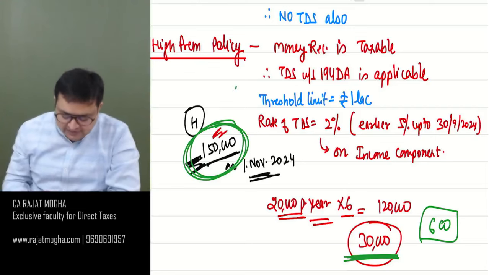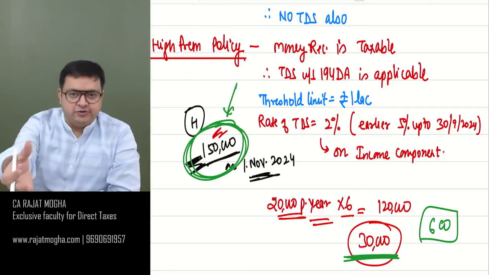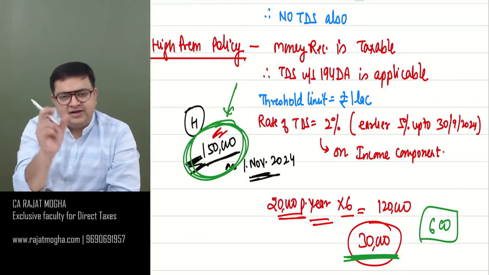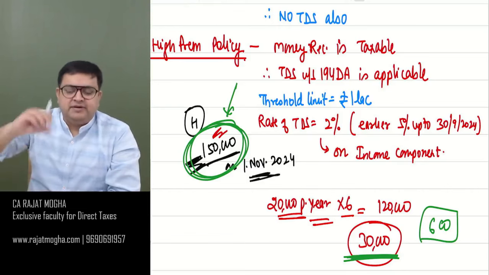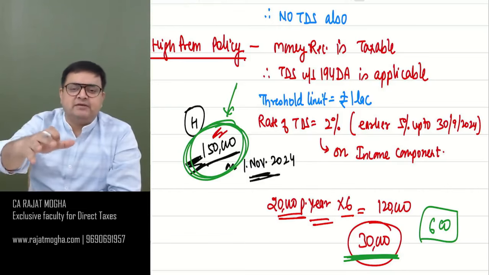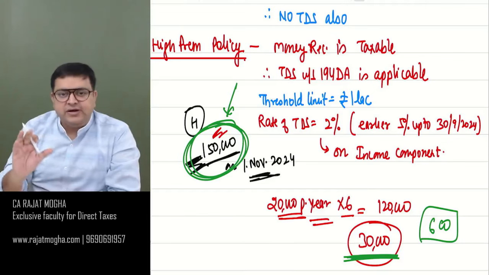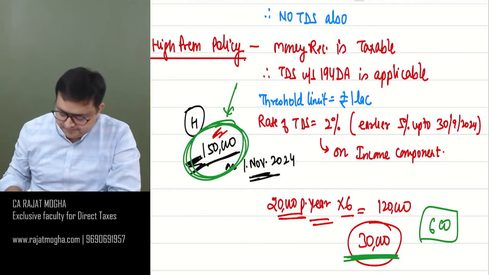So I will apply threshold limit on the amount which I am giving to you, not on 30,000. 30,000 was the income. TDS I will apply on income. But threshold limit I will apply on the amount which I am giving to you, 1,50,000. Got it? Everybody is okay with this?